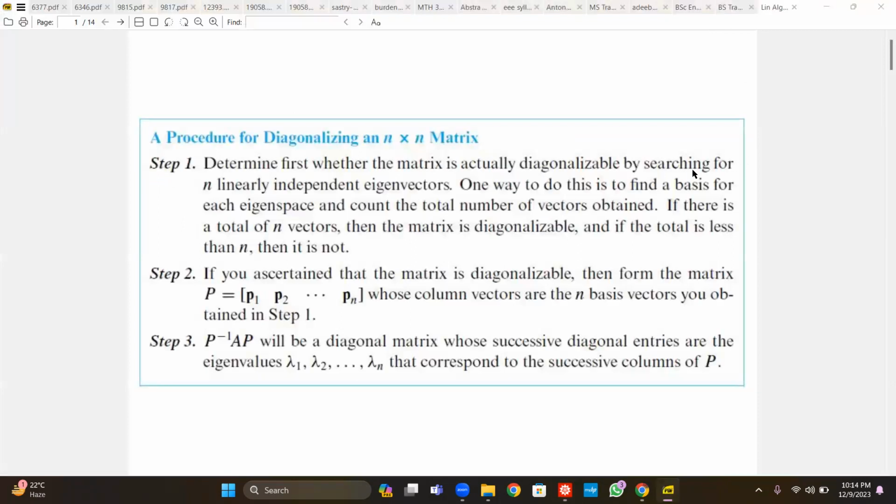Okay, the first idea is diagonalization. I think you are already familiar with the idea of diagonalization from your linear algebra course. A short recap.